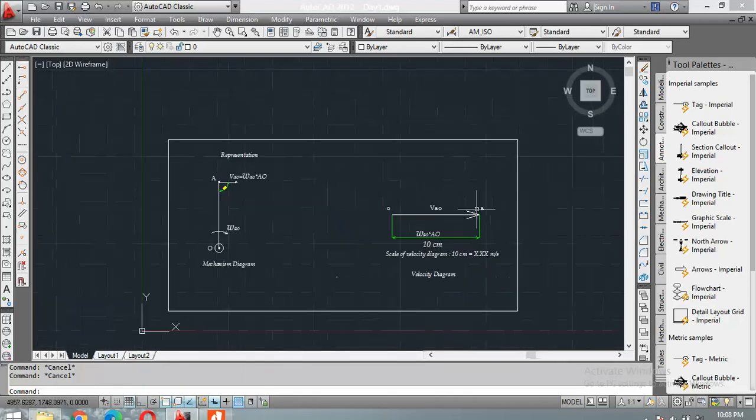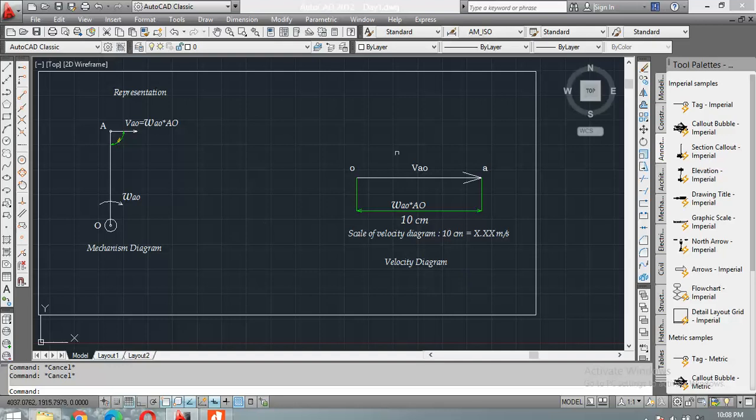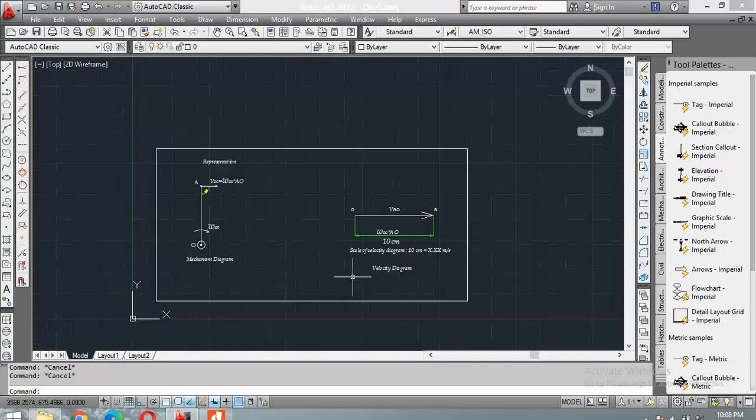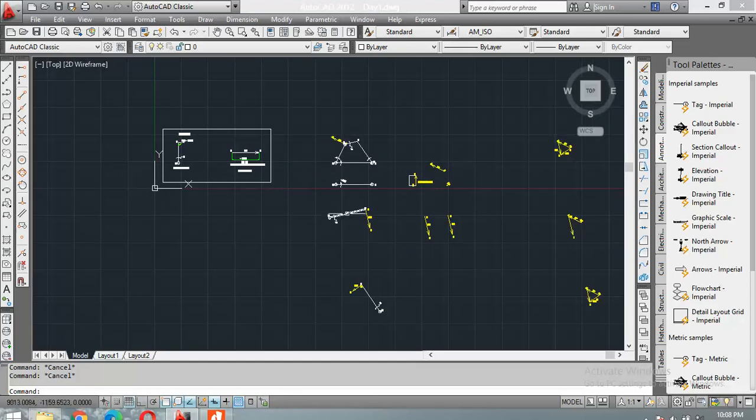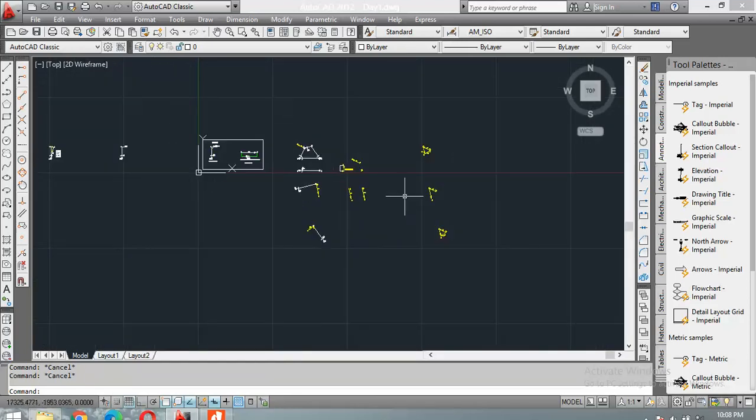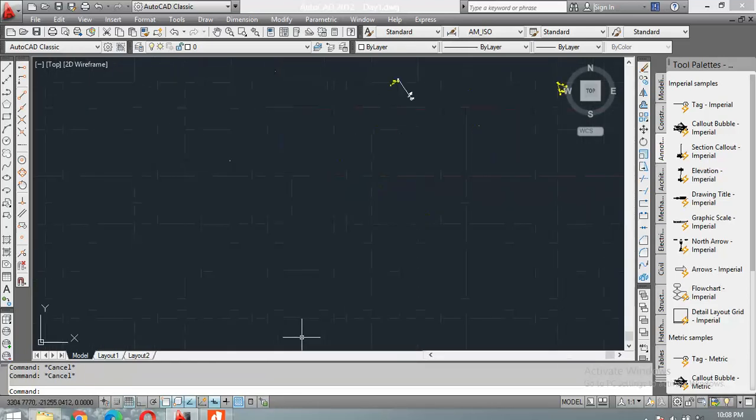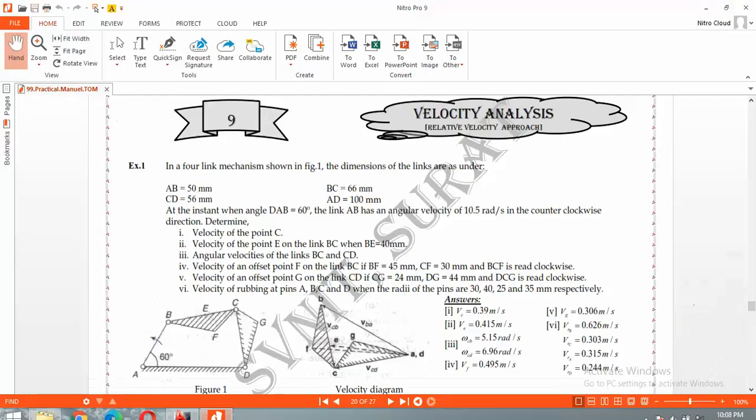Chalo, so in the last lecture we learned only this much, nothing else. Later we just kept the practice; only we did the practice. Chalo, so now let us try to solve the first example related to velocity analysis. I am taking this example.